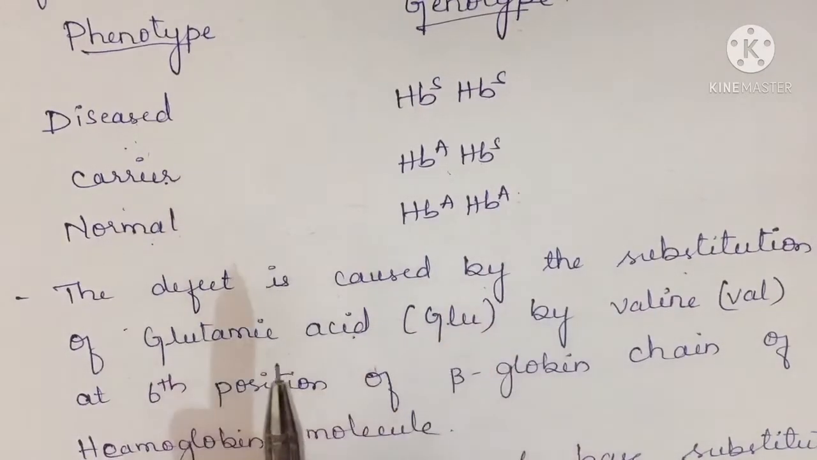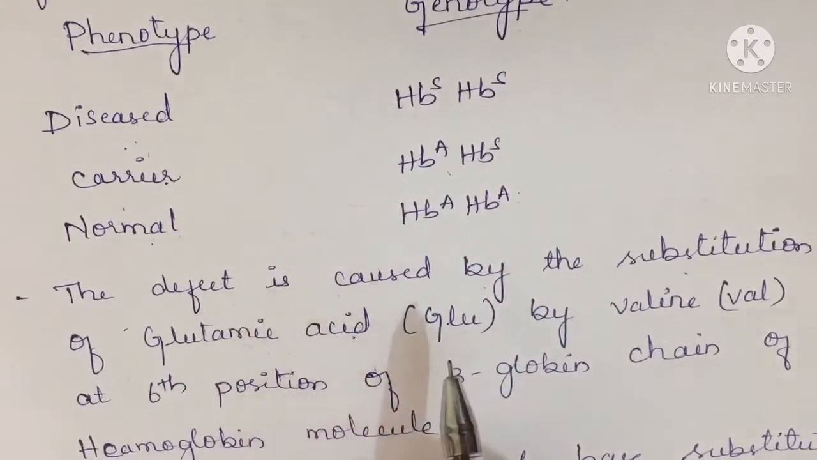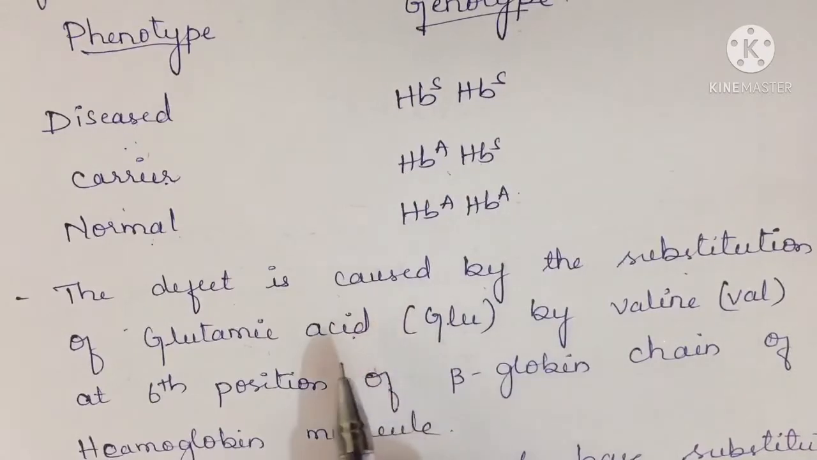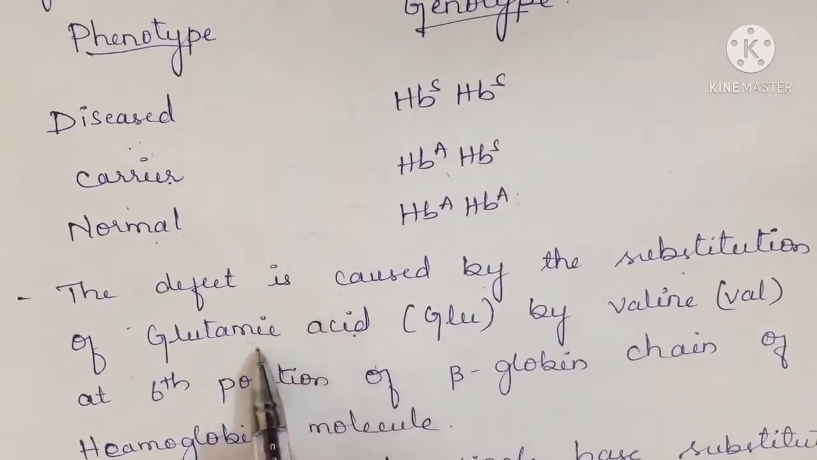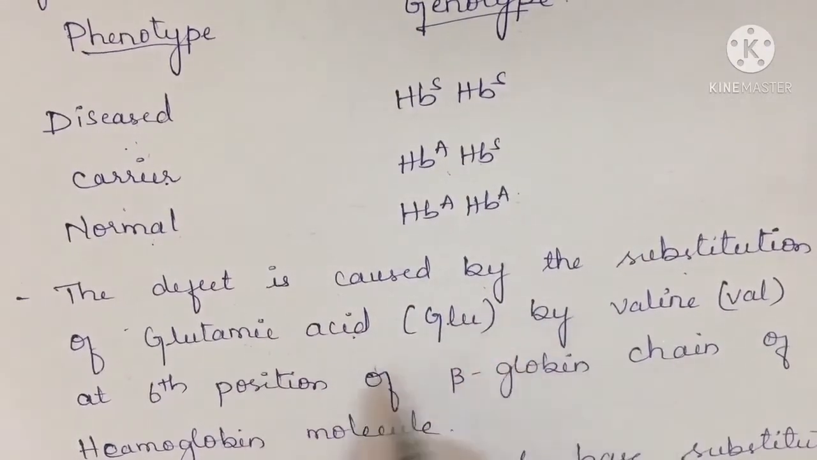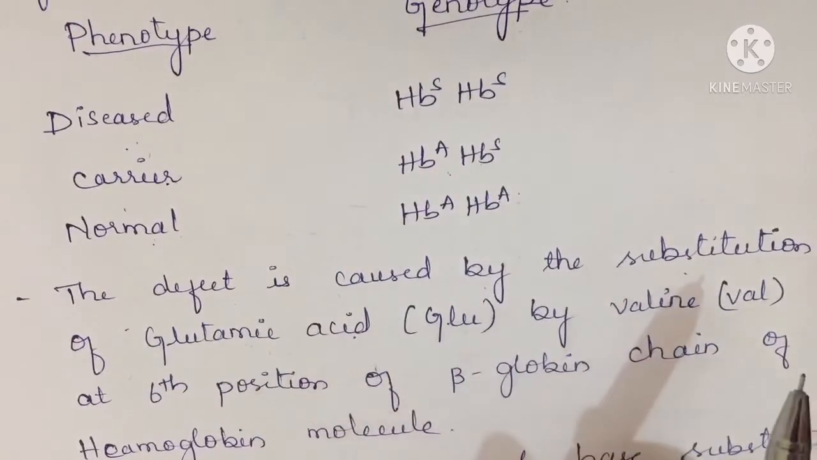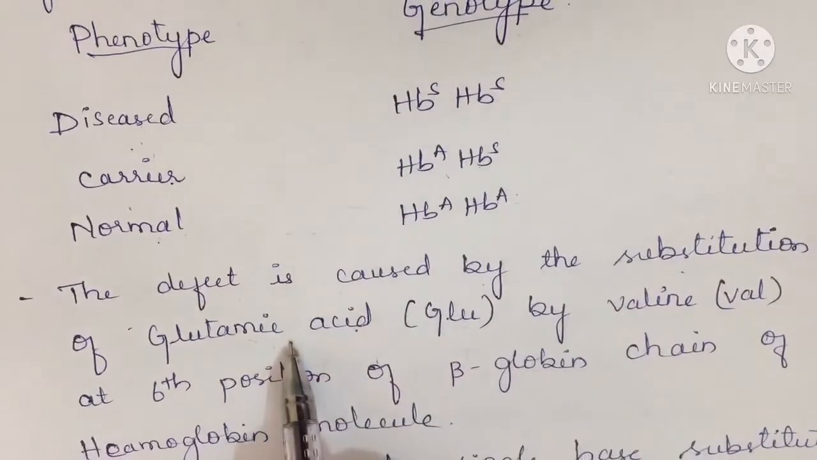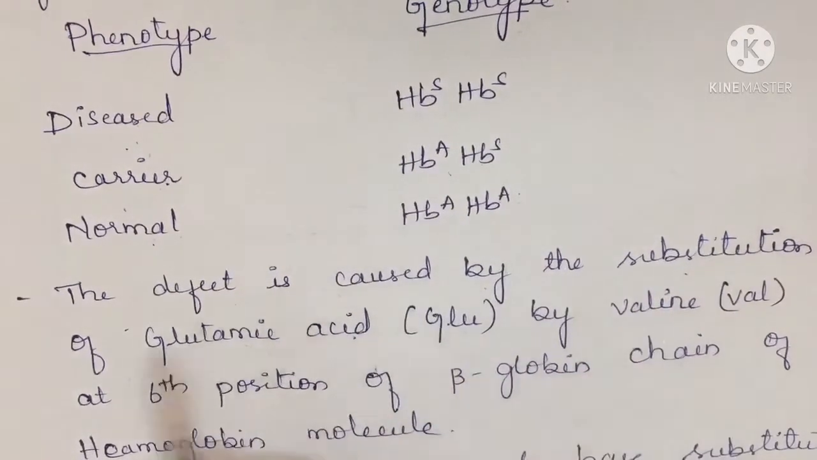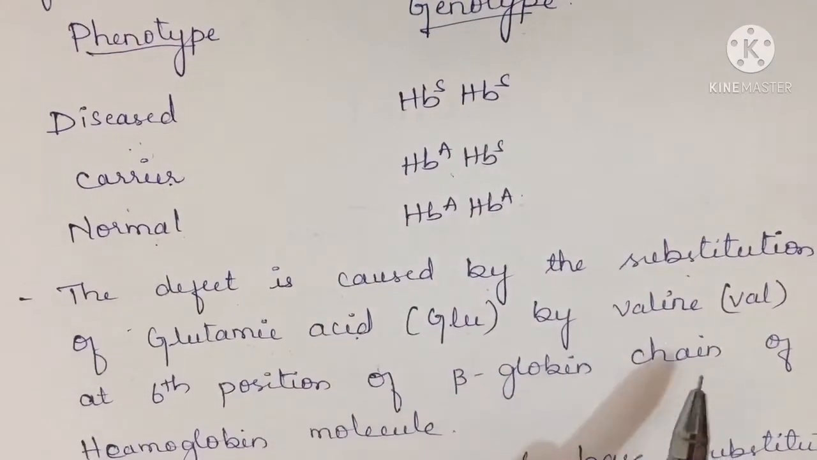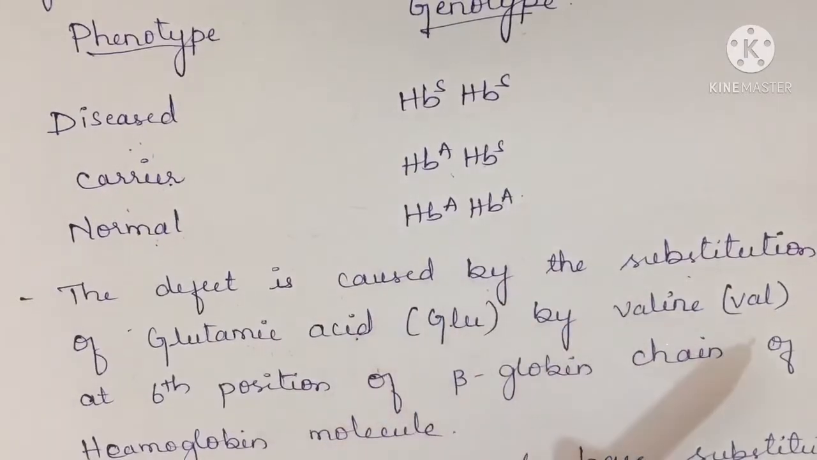Okay, now hemoglobin is what? Hemoglobin is nothing but a protein. That protein is made up of many different types of amino acids. Now, in sickle cell anemia, glutamic acid is replaced by valine at the 6th position of the beta globin chain of the hemoglobin molecule.